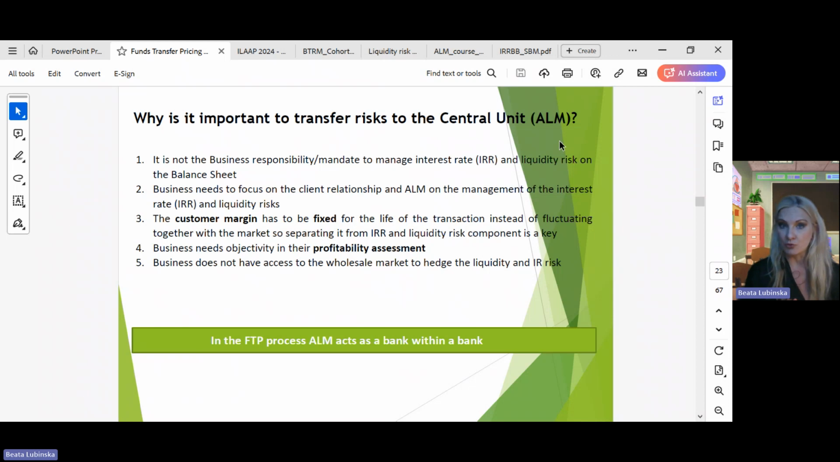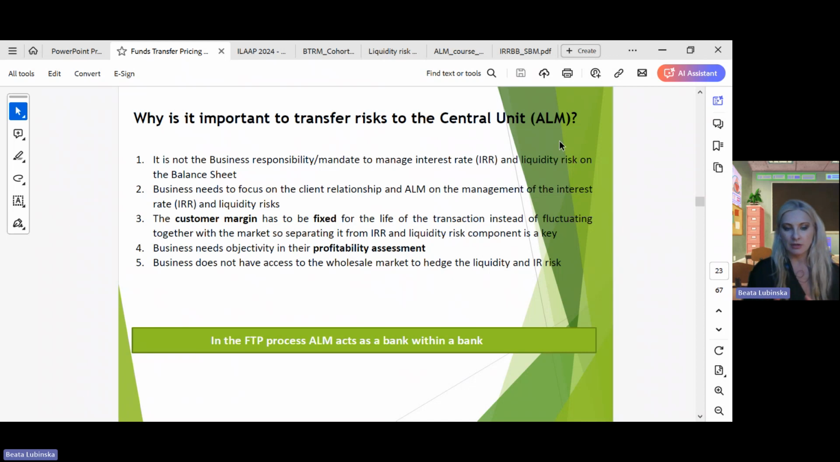FTP is a very emotional concept and emotional topic, and I probably already showed you why. We have different P&Ls involved here: P&L on the asset side, P&L on the liability side, and P&L in the central unit, which sometimes acts as a profit center. Profitability is obviously very important, and those are, of course, conflicting, competing units.